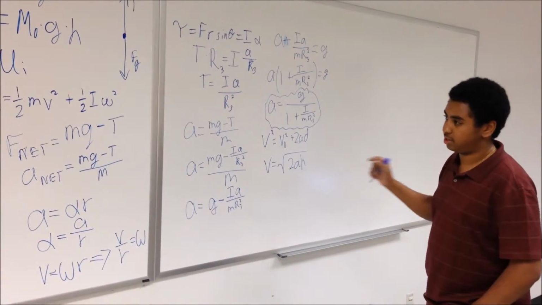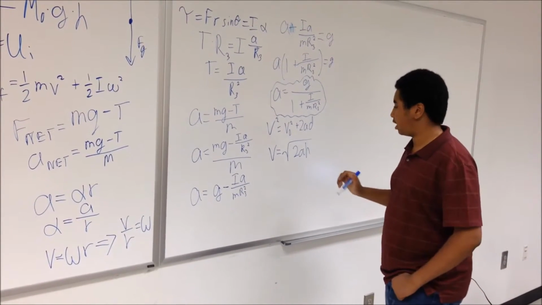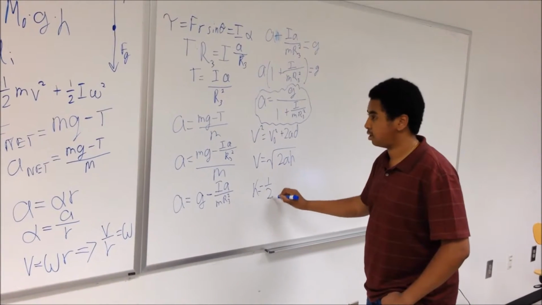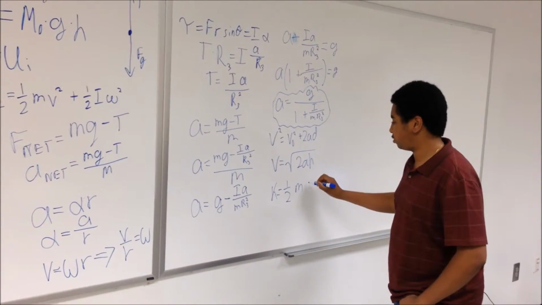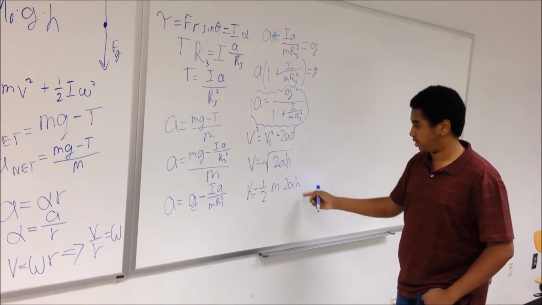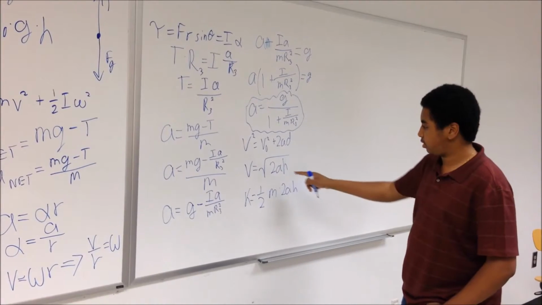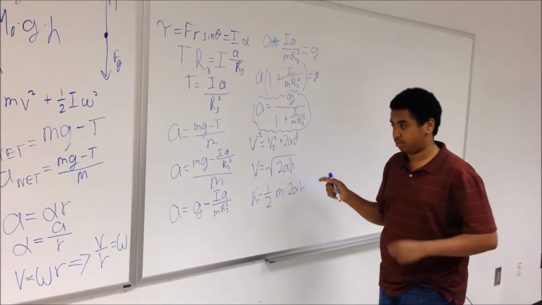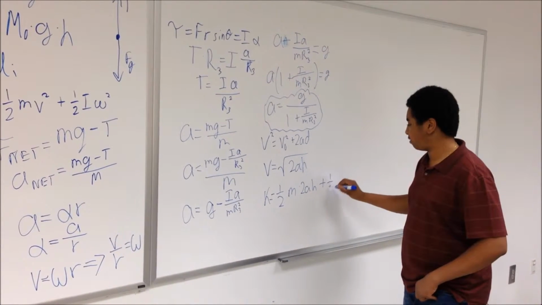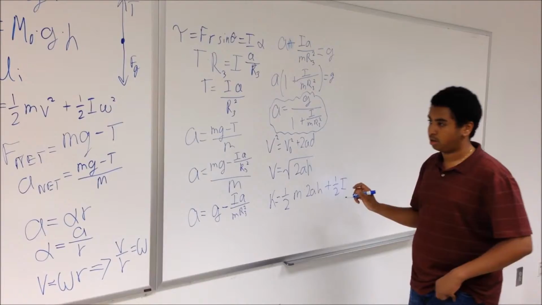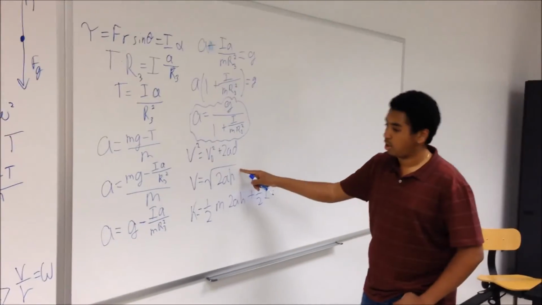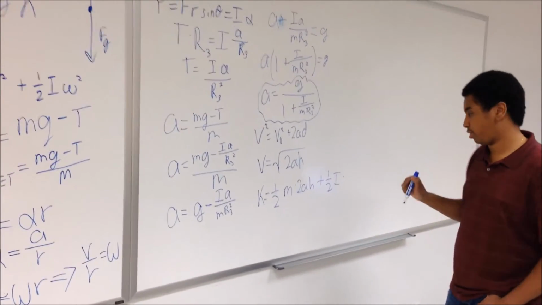So now that we have this, we're going to go back to that equation. K is going to be equal to 1/2 m times 2ah, because we can substitute back in for the v squared, the square root of 2ah, and when that's squared it becomes 2ah, plus 1/2 times I, which we found earlier, times omega squared. And so since omega is v over r, omega squared is going to be 2ah over r squared.